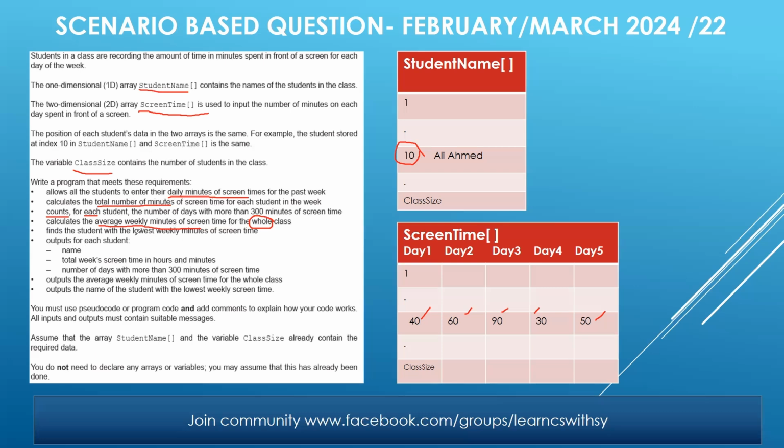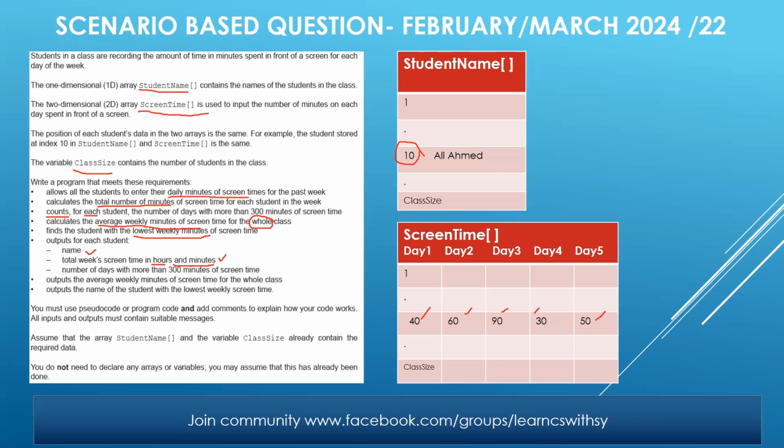Finds the student with the lowest weekly minutes of screen time. Now this is very important. Lowest weekly minutes. Output for each student, the name, the total screen time in hours and minutes. Now, this is really interesting. Hours and minutes. It means that they're not asking us to find out and display the minutes only.